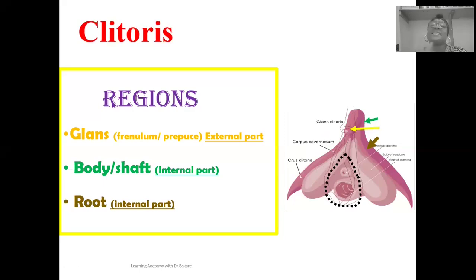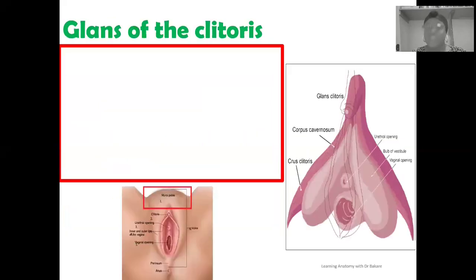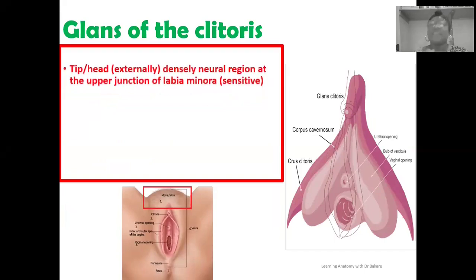So you see that we have different subregions of the clitoris, and the different subregions, of course, are positioned at different regions. So we'll be taking each of these subregions one after the other. We'll be describing them in detail. So let's go to the glans. We already described that the glans is the external region of the clitoris, and it is referred to as the tip or the head of the clitoris.